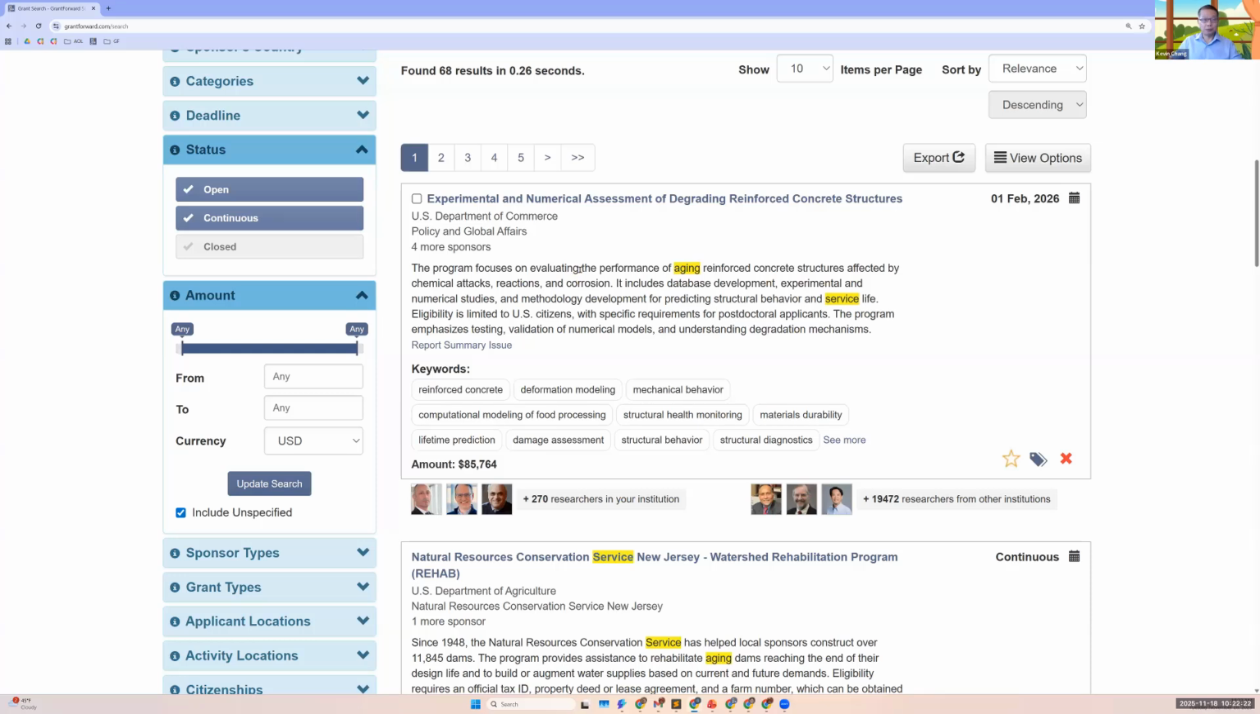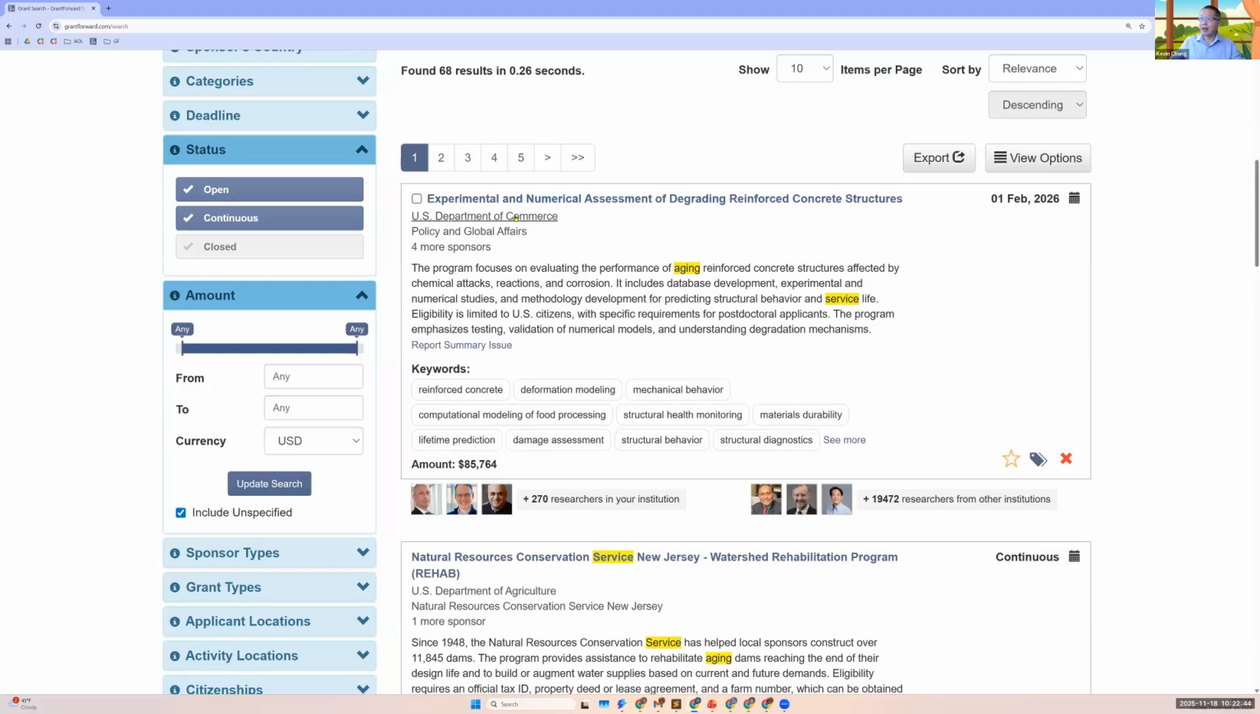You can write your proposal to respond. It's a call for proposals. You will see the title of the grant, the experimental and the numerical assessment of something. You know the gist of this grant. Below that, you have a list of sponsors. Usually, if a grant is larger, there could be multiple sponsors that jointly sponsor.